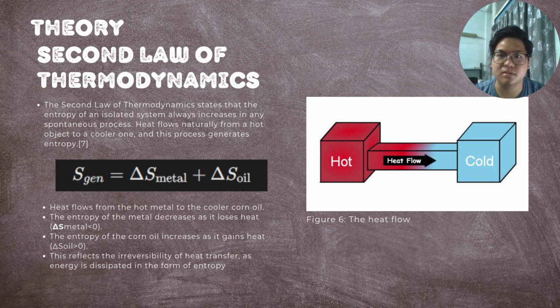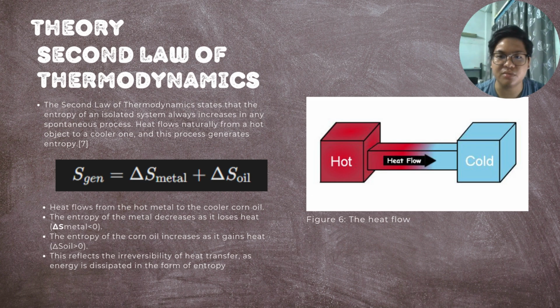Next, the theory is about the second law of thermodynamics. It states that the entropy of an isolated system always increases in any spontaneous process. Heat flows naturally from a hot object to a cooler one, and this process generates entropy. Figure 6 illustrates how heat flows from the hot object to the cold object. The second law of thermodynamics uses this formula: S gen equals change of S metal plus change of S oil.